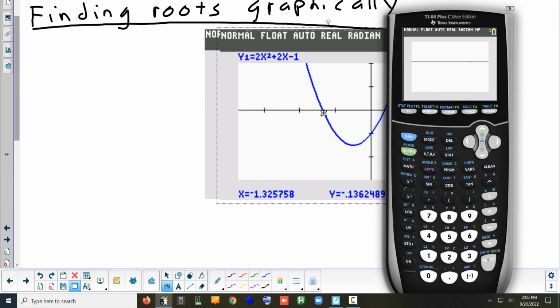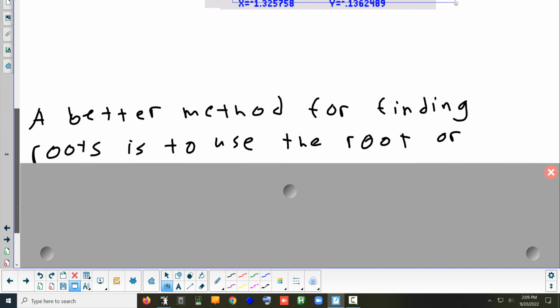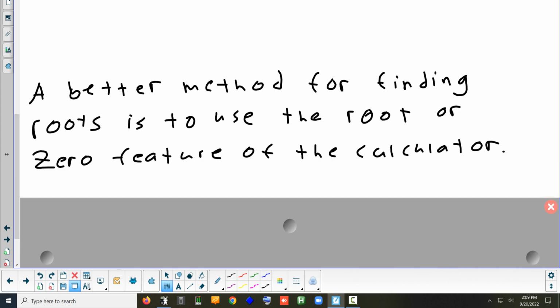And I would have to keep zooming in until I could get as good of an answer as I thought I needed. So I press trace. All right, so now I'm even closer. And then I'd zoom in again. And I'd do this maybe 6 or 7 times until I finally zoomed in enough and got a pretty accurate answer. But now, because we have the second calc root, that's the best way for finding roots.